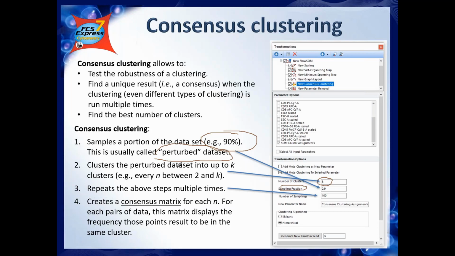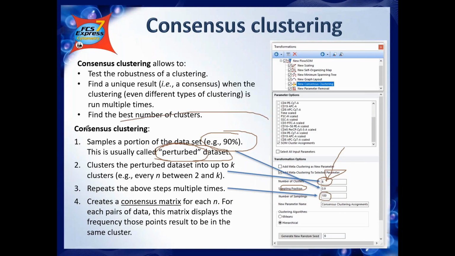And then the consensus clustering will try every number between 2 and that maximum number. So if you type 8, the consensus clustering will try to cluster the perturbed dataset of nodes, okay, 90 nodes, into 2 clusters, 3 clusters, 4 clusters, 5 clusters, up to 8 clusters. This is just step 1. This sampling and clustering between 2 and n is repeated really a lot of times. You see here, number of sampling 100.